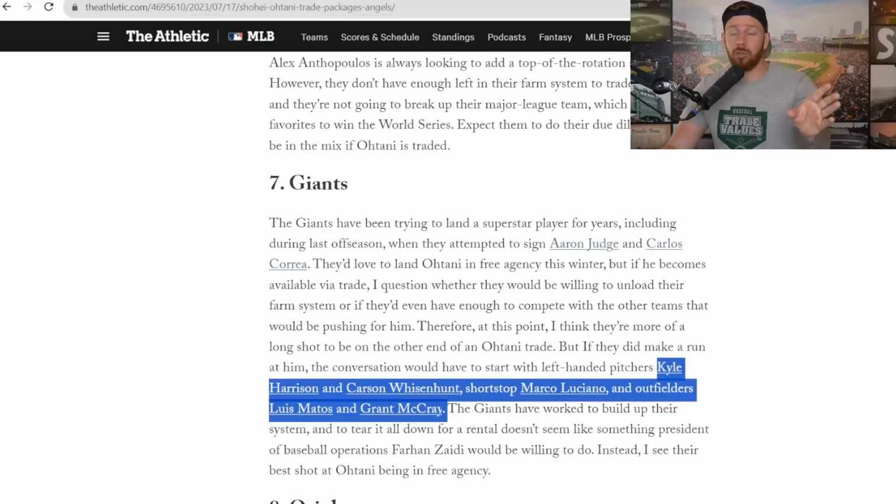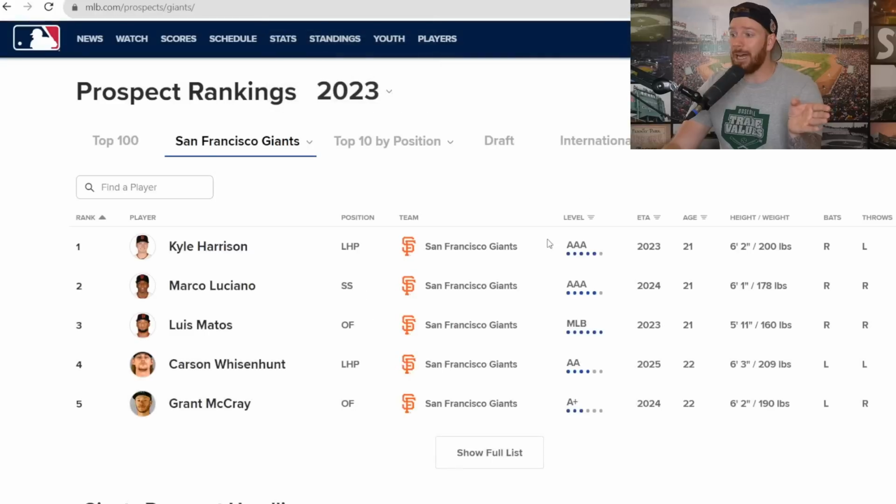I honestly think this is what Jim just did. He went to MLB Pipeline. He just put the top 5 prospects in. I don't even think he really even looked at it. I just think he copied and pasted the names and just put them in a trade.